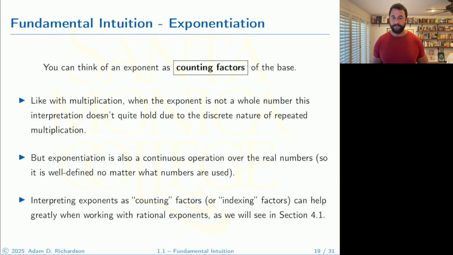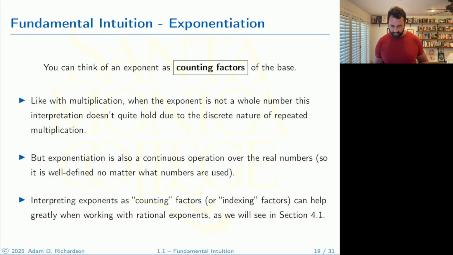Okay. So just like with multiplication, when the exponent is not a whole number, this interpretation doesn't quite make sense. It doesn't because of the discrete nature of repeated multiplication. You need that discretization. But again, exponentiation is a continuous operation, so it's well defined no matter what numbers you use.